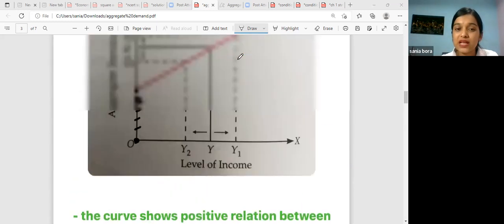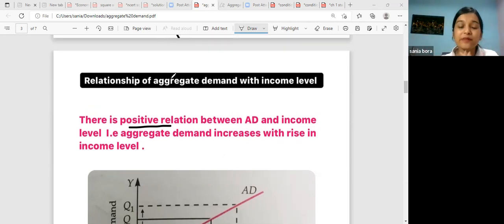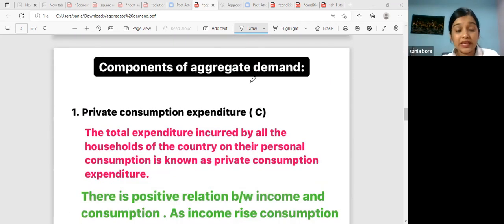So the first thing, students, is the components of aggregate demand. In the previous task, we covered what aggregate demand is. It is the total of all the demands. Whatever you are demanding, that is aggregate demand. Now the question is the components of aggregate demand.